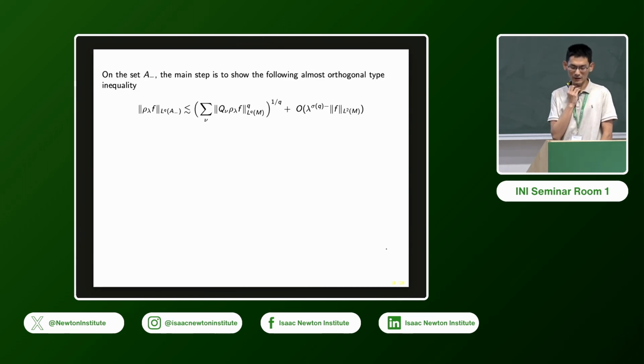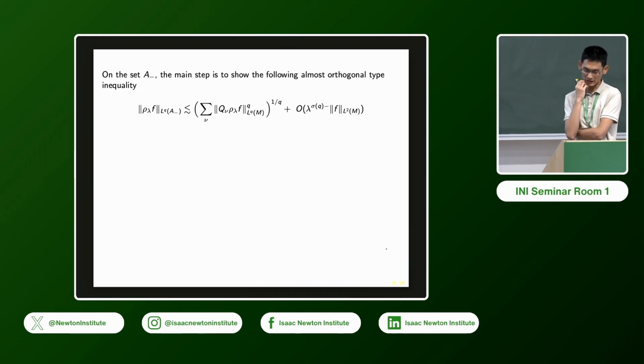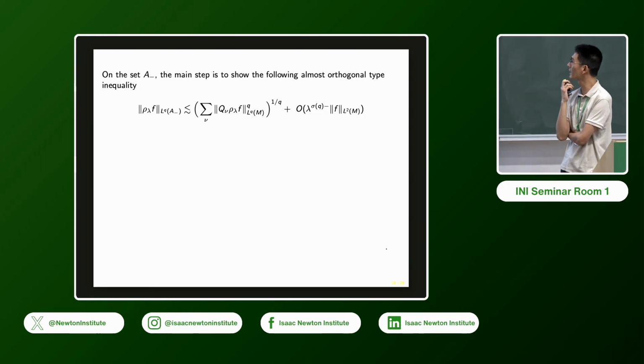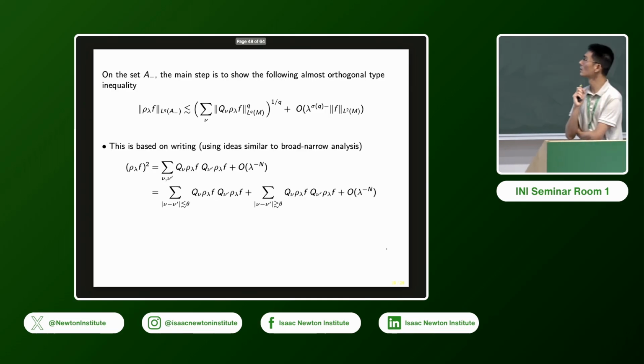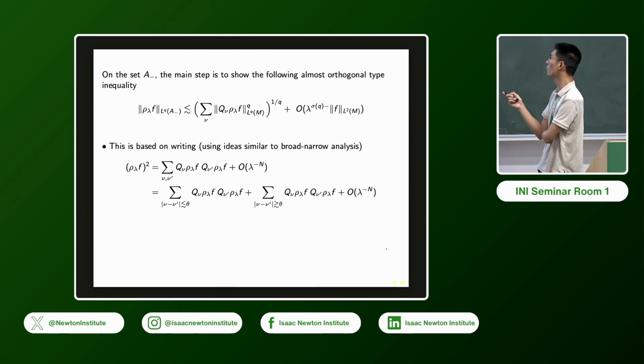On the set A minus, the main step is to show the following almost orthogonality type inequality, saying that the L^q norm for q smaller than q_c is less than the little l^q norm of the sum of the localized pieces plus a good error. By good error, I mean there is a gain in the power of lambda, compared with a logarithmic gain. This is based on writing the square of the spectral projection function and expanding it as a bilinear sum in terms of the pseudo-differential operators. And here, we organize the sum in terms of a broad part and a narrow part.